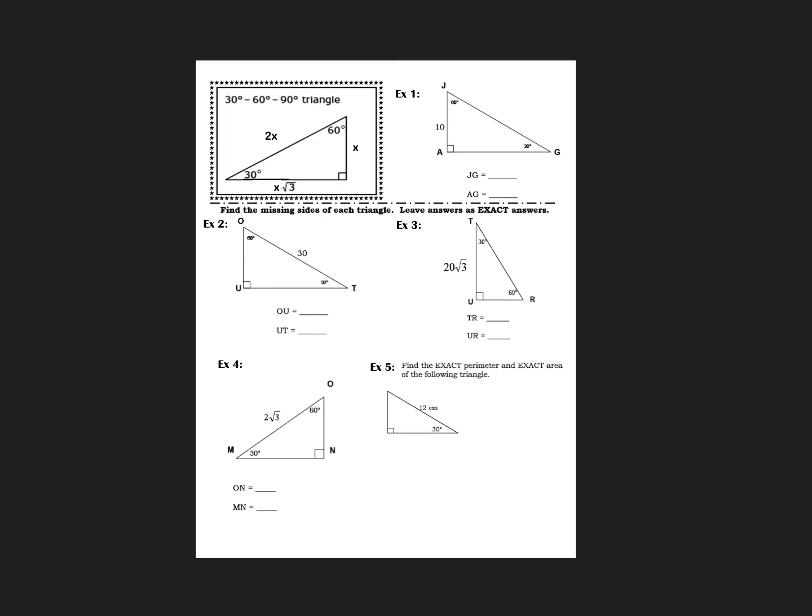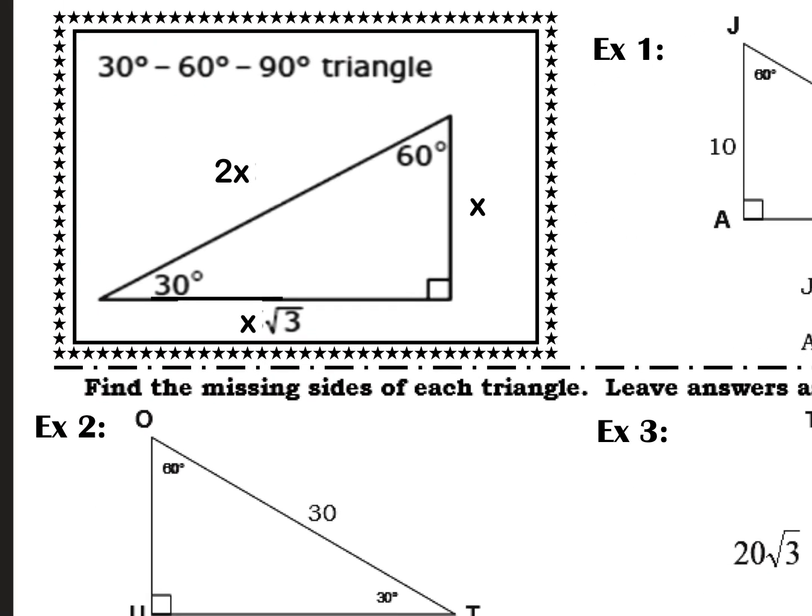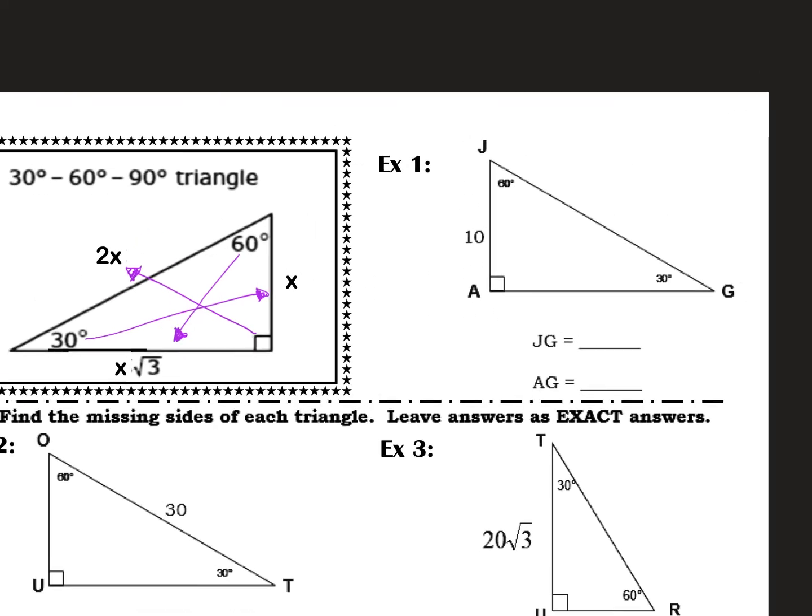Alrighty, now we're going to talk about 30, 60, 90. And for 30, 60, 90, the most important thing to remember is that your 2x is going to be across from your 90-degree angle, and across from your 60-degree angle is going to be your x radical 3. Across from your 30 is going to be just your plain x. So for 30, 60, 90, it has 3 different things that you're working with, okay? So let's go ahead and move to example 1.